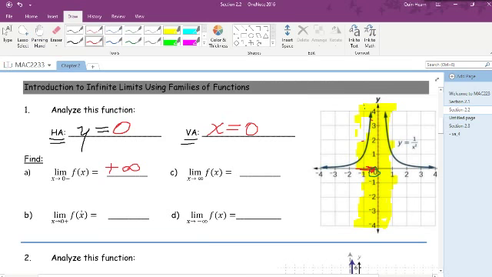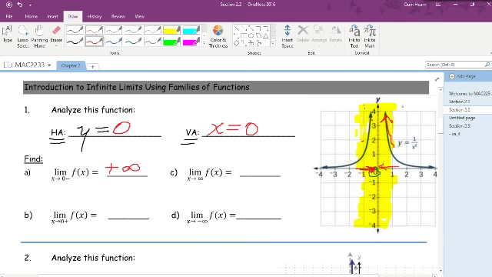Okay, so now let's look at part B. Part B, we're still looking in the neighborhood of 0, but we're looking on the right side. So we're following with our finger along the graph here, and we're seeing what's happening to the y values as the x values get closer to 0 from the right.